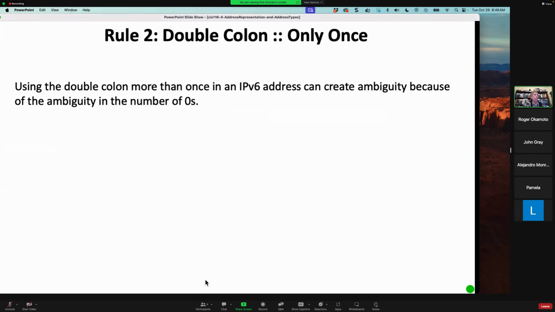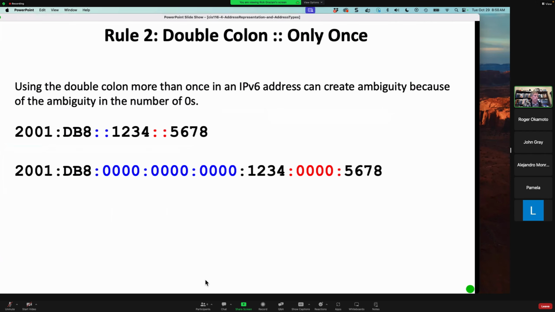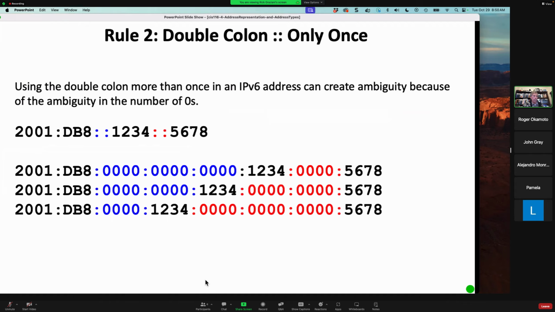Now, you can only use the double colon once. Why can't you use it twice? Because if we had something like this, we really wouldn't know whether it's that or that. So you can't use the double colon twice.